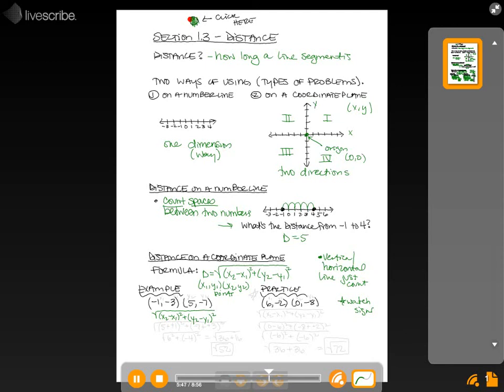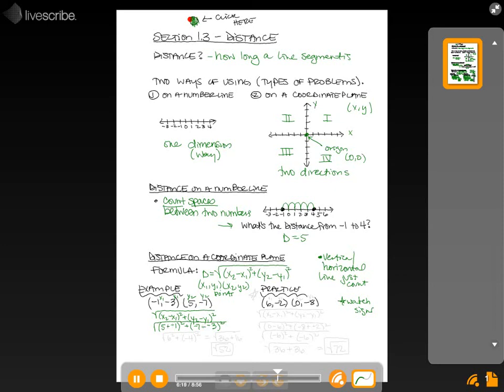And then our points here, I'm going to go x1, y1, x2, y2. And all we're going to do is plug in our values. So, x2, according to our problem, is 5 minus x1 is -1. This is where I said watch the signs because you have two negatives there. Plus y2 is -7 minus y1 is -3 squared. All of that is still underneath the square root sign.